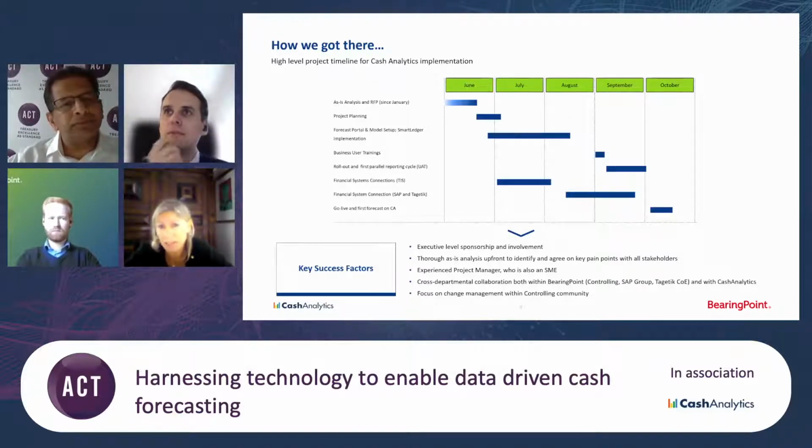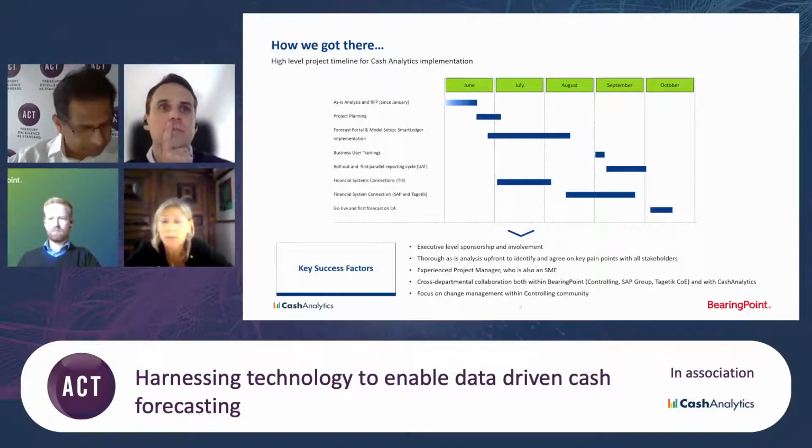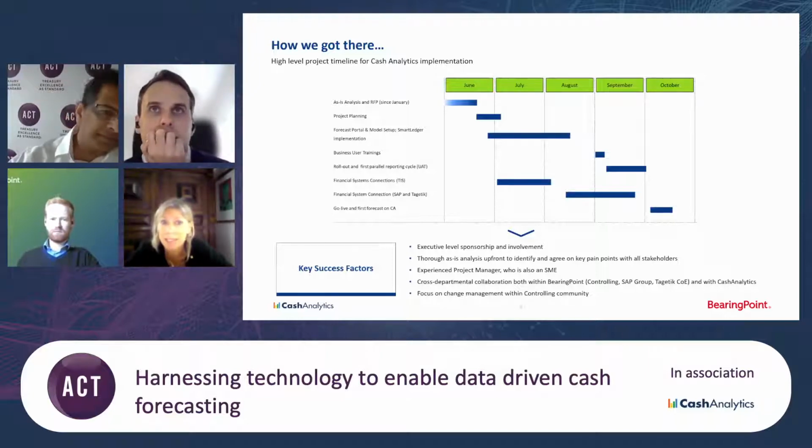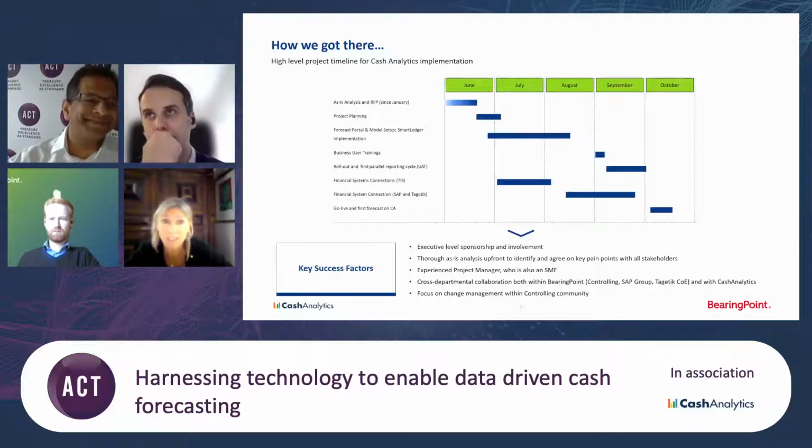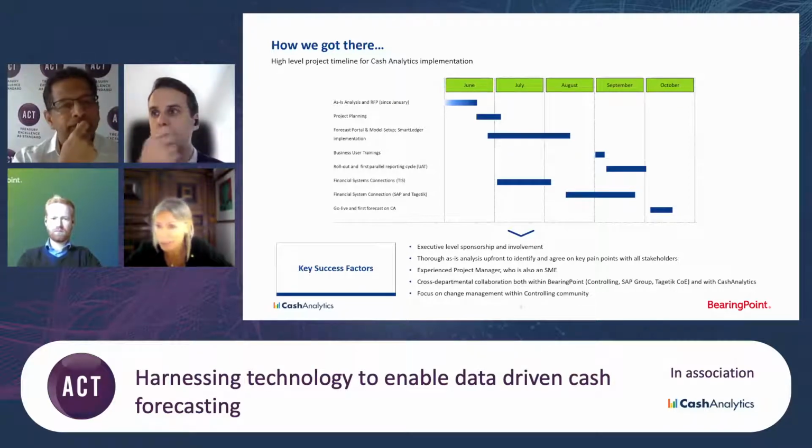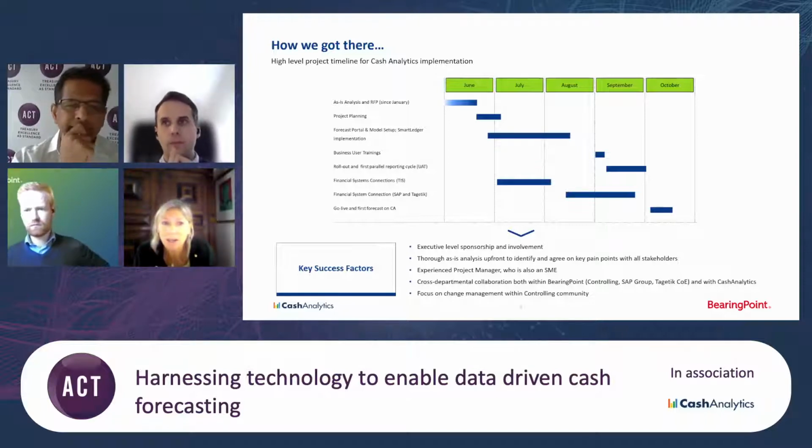As you see in this overview, we of course did this as-is analysis, RFP. I must say, I've done a lot of RFPs in my life. I think this one went very much on time the whole time, and I think that's due to some really good project management. We looked at different players. That happened starting around January to June.